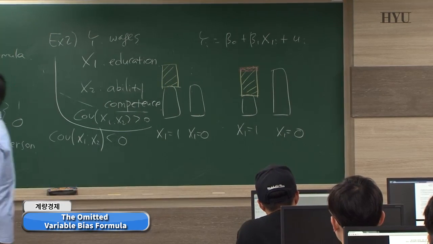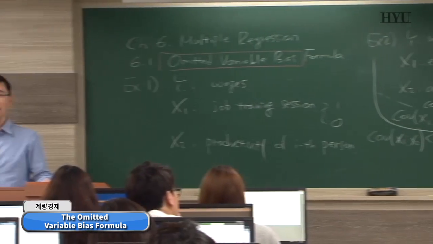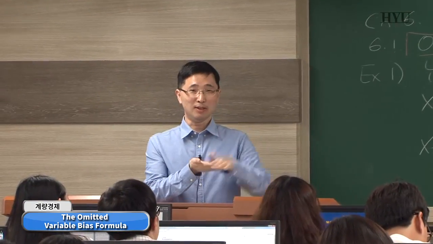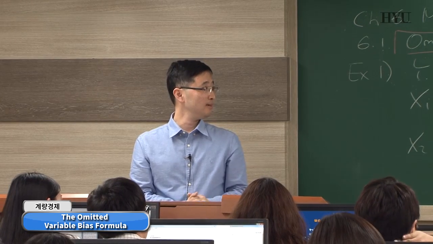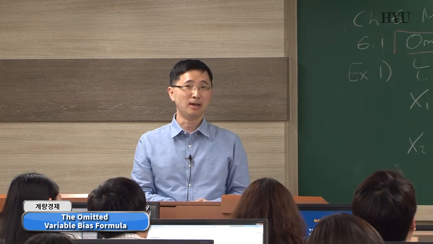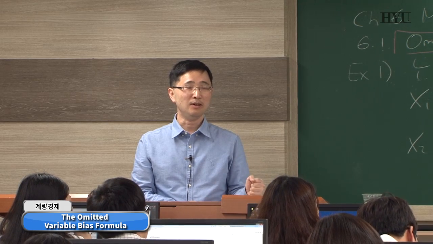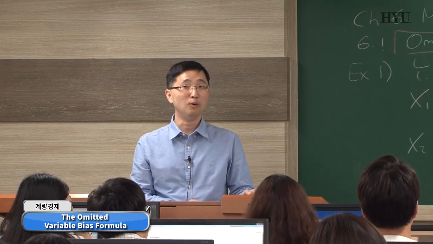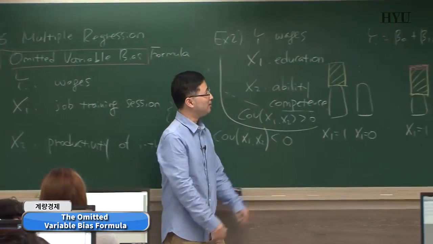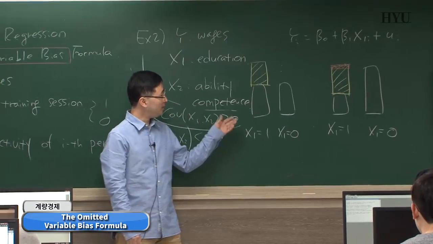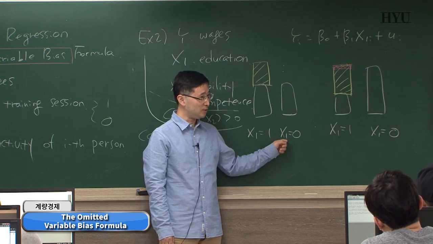Now, the question is, you run this regression and get beta 1 hat. Suppose that education has a positive effect on your income, on your wages. Okay? But we ignore this x2, competence, ability. Now, does it make you underestimate the effect of education or overestimate the effect of education? Think about these pictures. Again, this is the group of people who get more education, and less education.